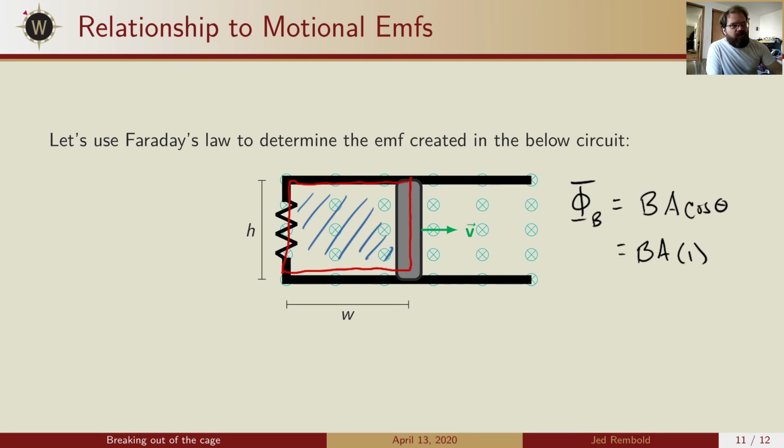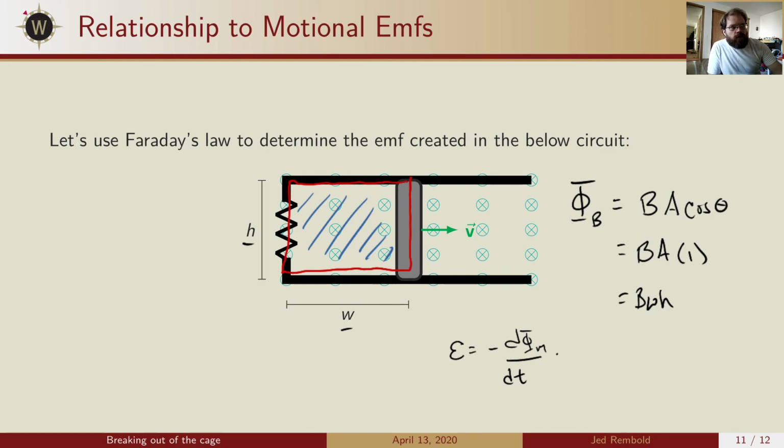And A itself, I could say, oh, well, that's just width times height. So my flux through the loop would just be the magnetic field times the width times the height. Just the area of a rectangle. So now if I wanted to know what's the EMF induced about this loop, I can use Faraday to say, oh, well, I know the EMF is the negative change in flux over the change in time.